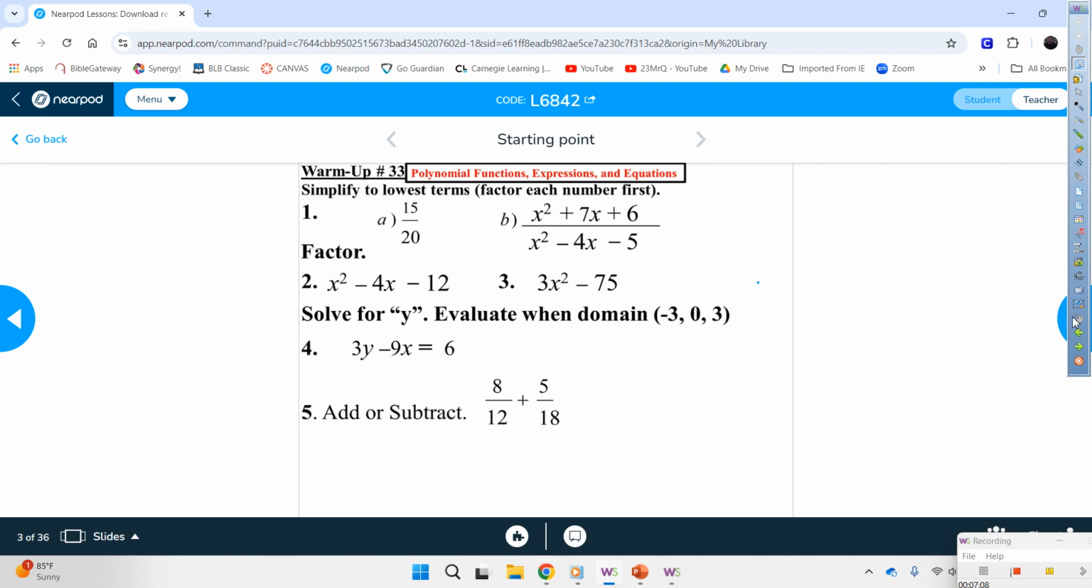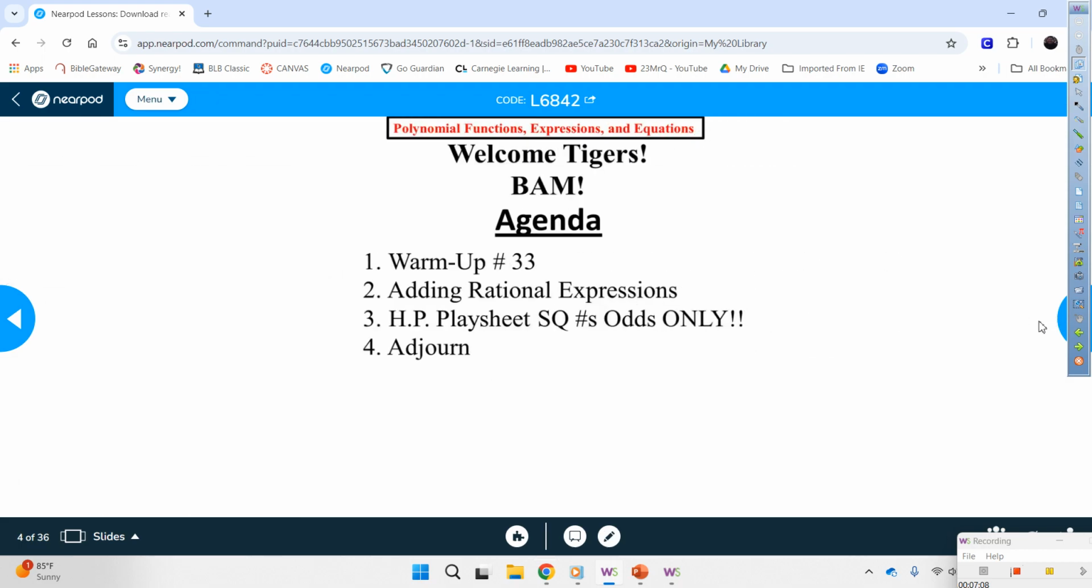All right, copy the agenda, please. It's on your screen. Warm-up number 33. We're still in the middle of adding rational expressions. Tonight's home play is Play Sheet Super Q, and you're only doing odds.